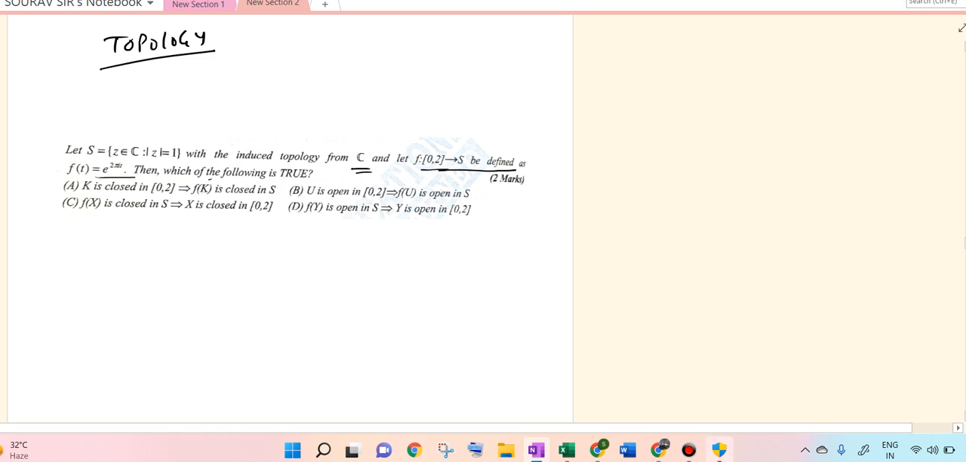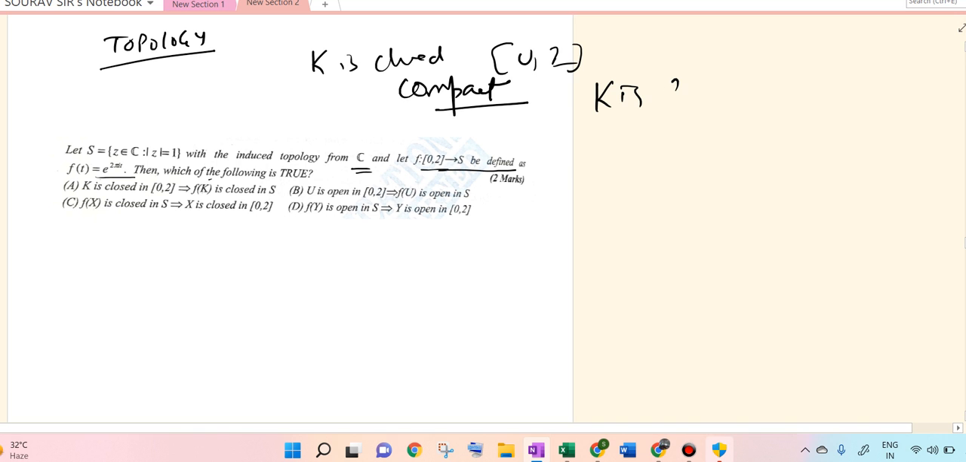Okay, so now as K is closed and compact, closed in [0,2] and also compact. Okay, so K is actually compact because [0,2] is a compact structure.